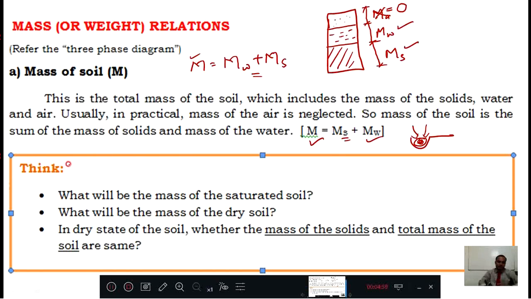And here is some food for thought: what will be the mass of the saturated soil? Just as I said now. Answer this one: what will be the mass of the dry soil? In a dry state of soil, are the mass of the solids and the mass of the soil the same? Just check it. You need to think about that and answer it.